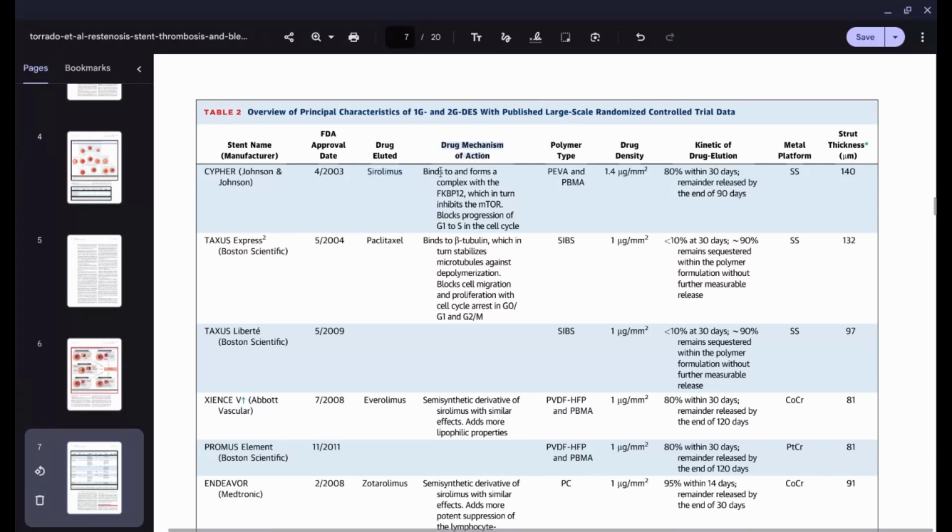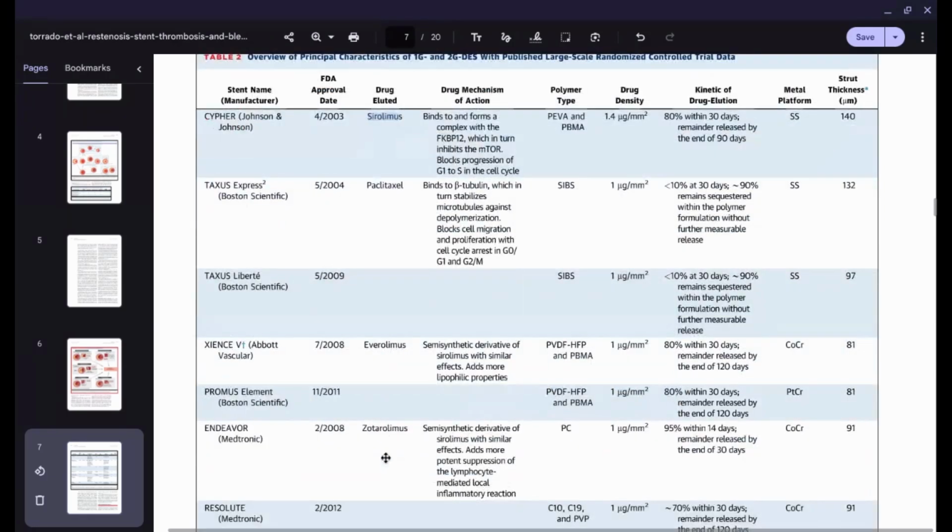Drug action or mechanism: binds to and forms a complex with FKBP12, which in turn inhibits mTOR, blocks progression of G1 to S in the cell cycle. So the mTOR pathway is one way this intimal hyperplasia happens. Abnormal cell growth at the intimal layer is referred to as the mTOR pathway. So sirolimus inhibits it, it stops that. Many of these drugs are going to be variants of that.